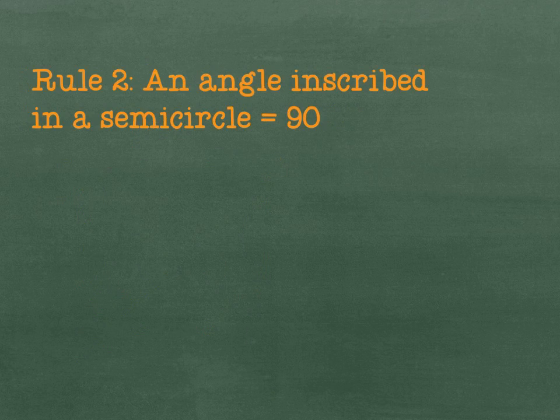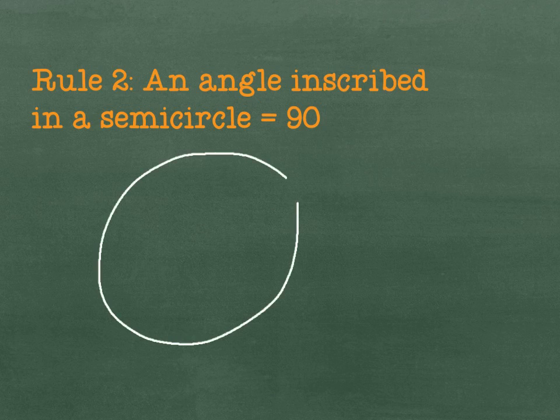Okay, one more rule is an angle that's inscribed in a semicircle equals 90 degrees. Now this hopefully makes sense, but let's again take a look at what this actually looks like. The key is trying to find this in examples because it's sometimes tough. So here's an example of a circle. Well, it's kind of a lopsided looking circle, but you know what I mean. Here's a circle. I cut it in half to show that I have a semicircle.